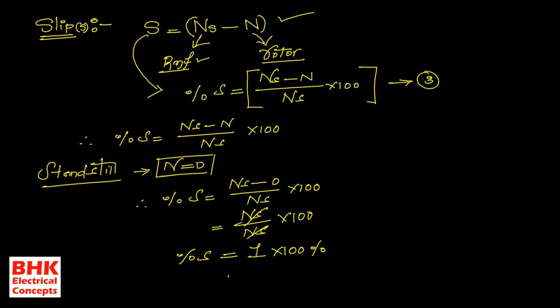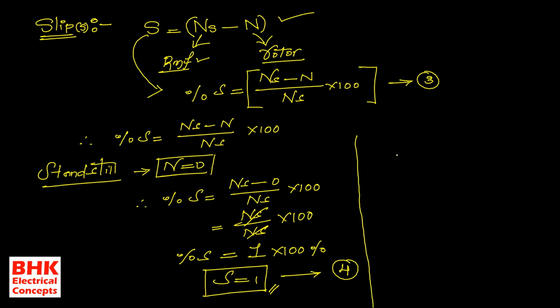If you want to represent the slip without percentage, we can say that S is equal to 1. It means under standstill condition of a rotor, the value of slip is always 1. I assume this is equation number 4. Now, coming to another point, I am writing in a new page. Under standstill condition, the speed of the rotor is 0, so slip is equal to 1.